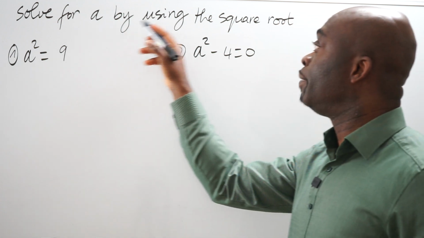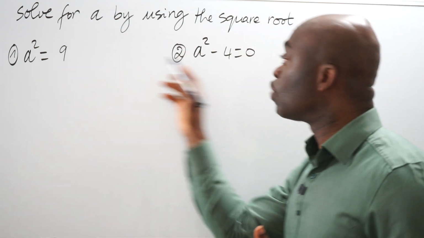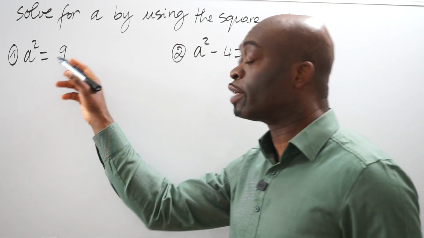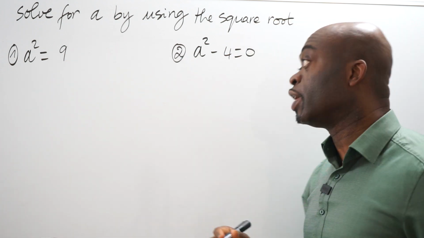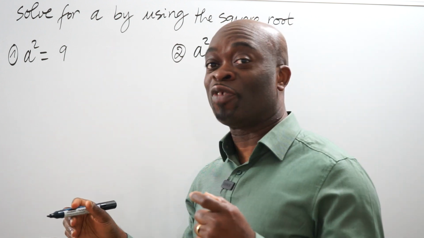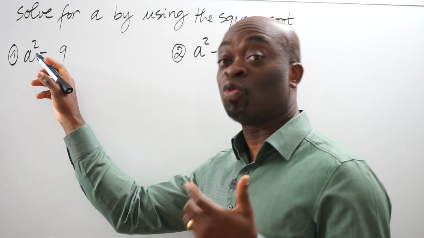Solve for a by using the square root, all right? So we solve for a in these two problems here. The first one is a squared equals 9, and the second one is a squared minus 4 equals 0, all right? So what are we solving for again? A, all right? But what do we have here? A squared, so we need a.